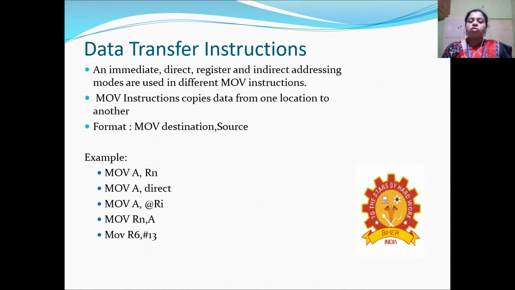The reverse case is also possible. That is, we can move the data from the accumulator to the register, or from the memory location to the accumulator, as well as from the accumulator to the memory location. And the data can be mentioned directly in the instruction also. That is, MOV R6, #13H, in which the data 13H is moved to the register R6.